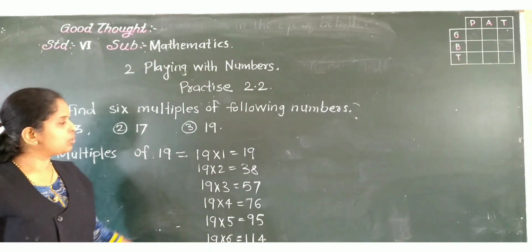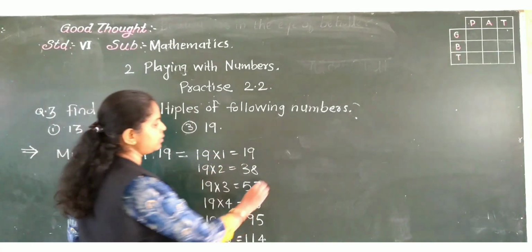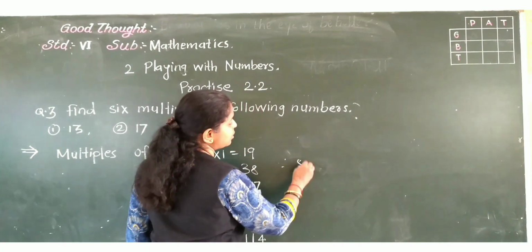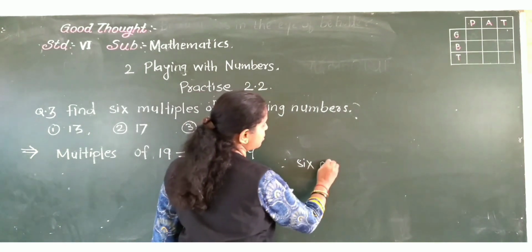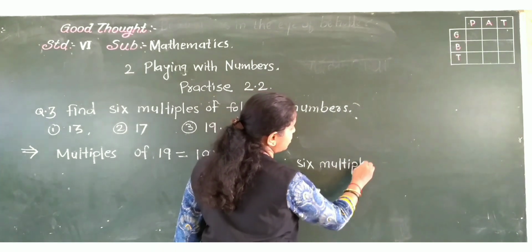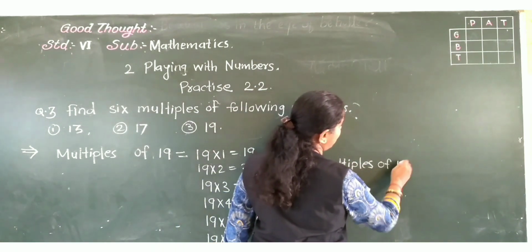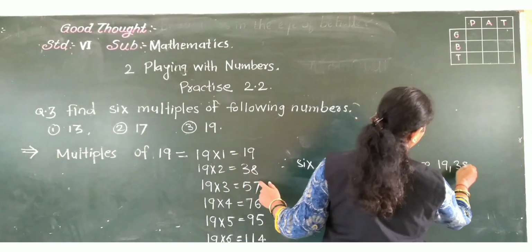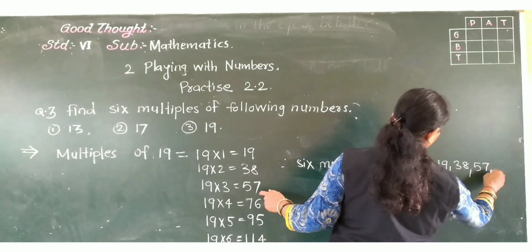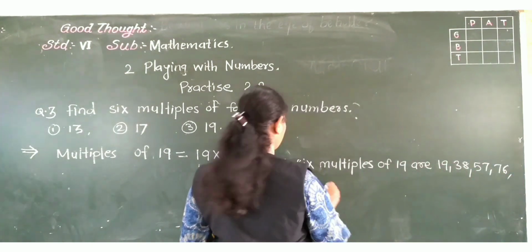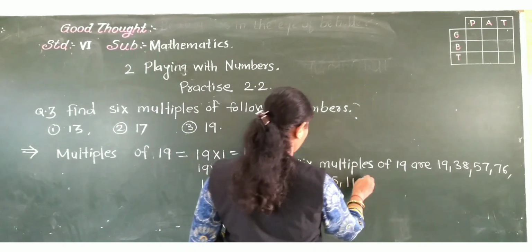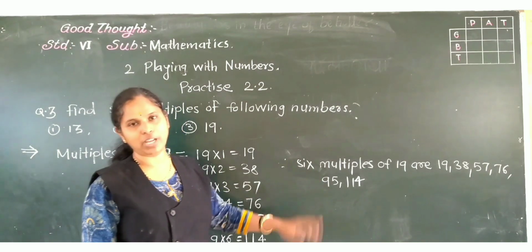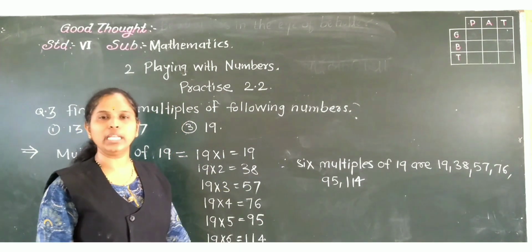Okay. So multiples of 19 are, 6 multiples they are. So 6 multiples of 19 are these. These are the multiples of 19. In this way we have to find out the multiples of any given numbers.